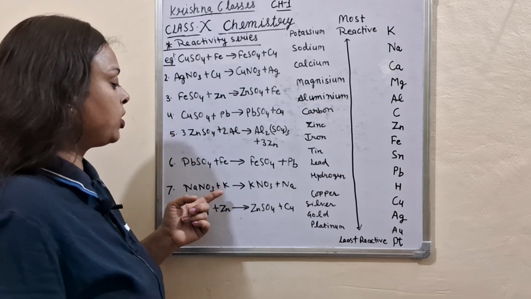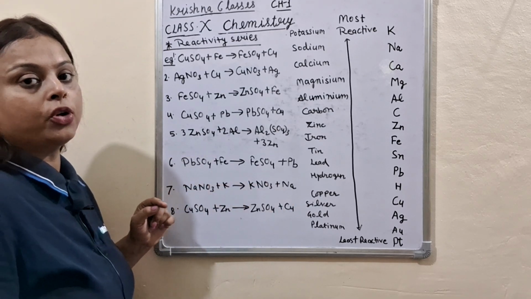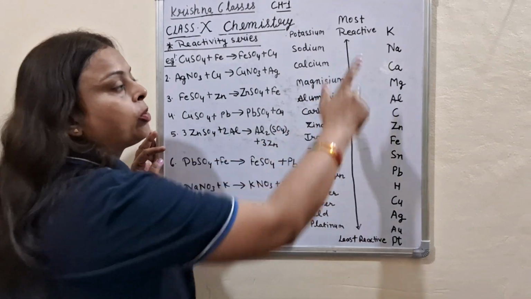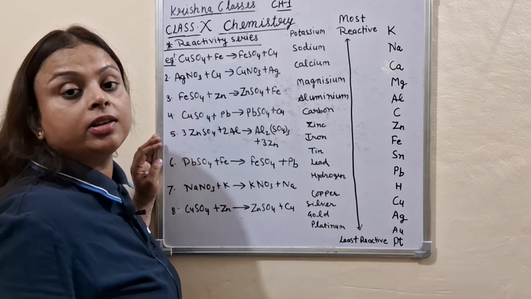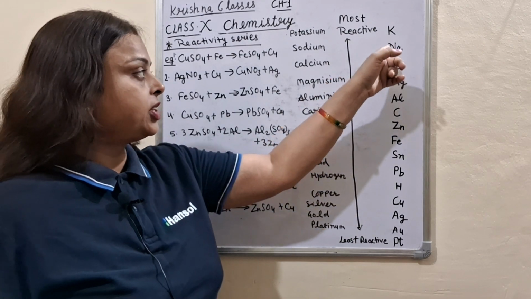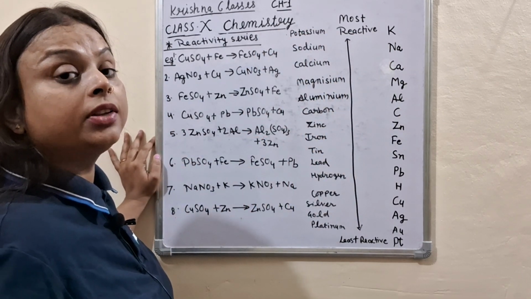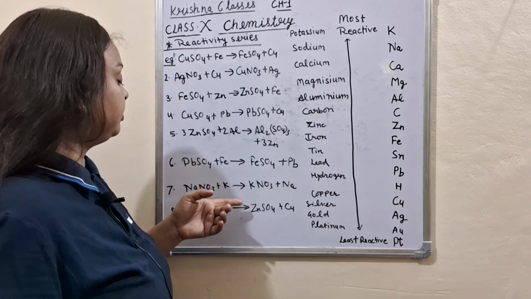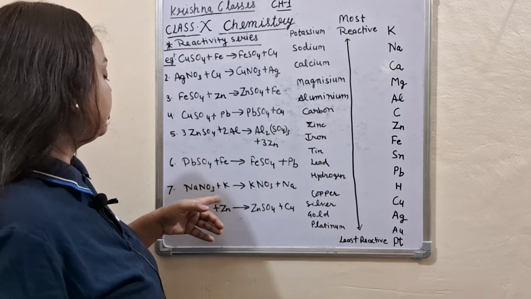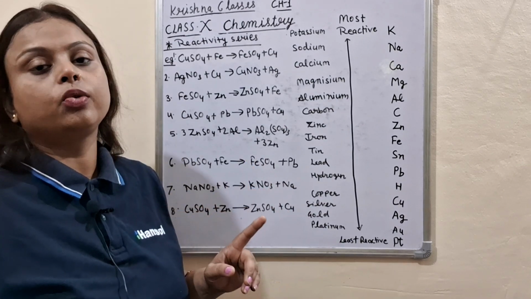The next example is sodium nitrate plus potassium, to form potassium nitrate plus sodium. How? Potassium is at the top, so potassium is the most reactive element, and sodium is just below the potassium. That's why sodium is less reactive in comparison to potassium. That's why potassium easily replaces the sodium and forms potassium nitrate plus sodium.